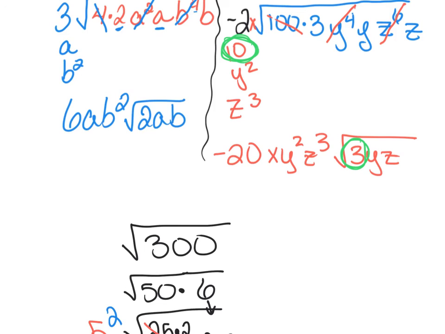So if you don't pick the largest perfect square first, you just might have to break down the two factors a second or a third time. It doesn't matter how many times you need to break it down, as long as you end up with the simplest form, in this case 10 radical 3.